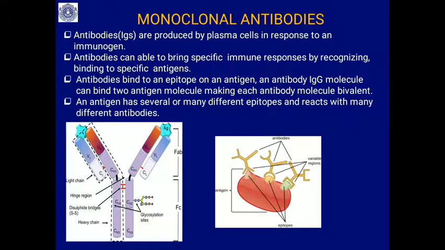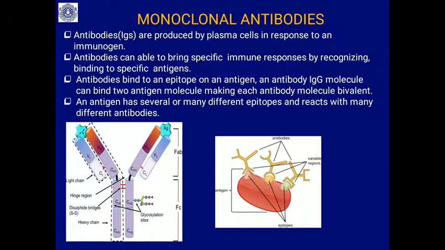Specific immune responses means either they can produce antibodies, the humoral immune response, or else they can stimulate the T cells and bring a cell mediated response. So, antibodies can recognize and bind the specific antigen. Antibodies bind to an epitope of an antigen. They can bind to a small portion of the antigen, that is called the antigenic epitope or antigenic determinant.